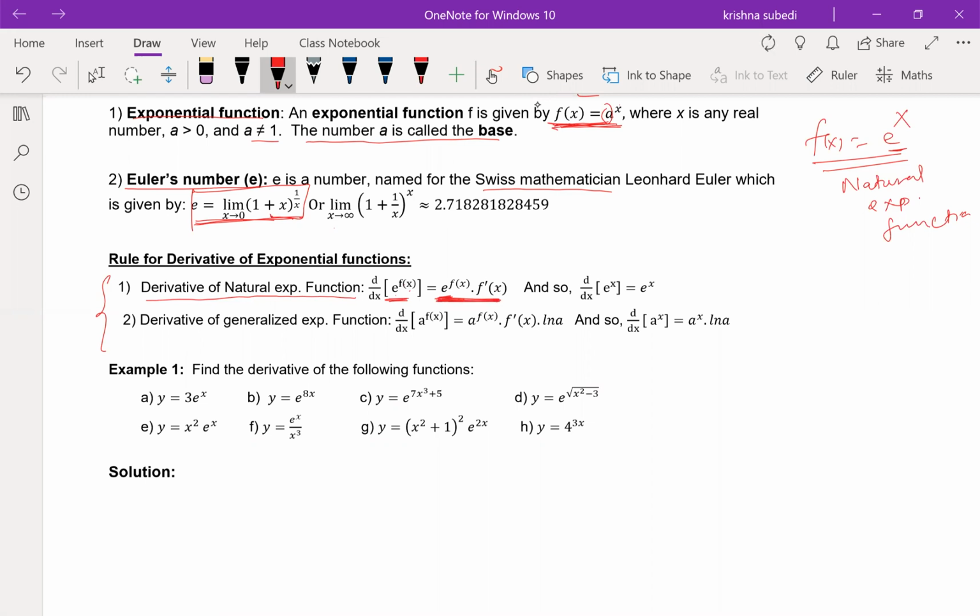So using this formula, if we want to find the derivative of e raised to the power x, what you do is you just copy the same thing as it is. Everybody knows how to copy. And then you find the derivative of the exponent. The derivative of x is 1, so I don't have to write that because 1 multiplied by e raised to the power x is e raised to the power x. All right?